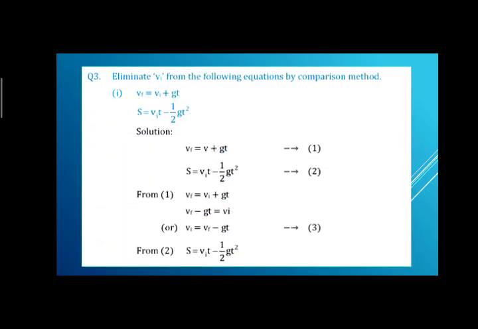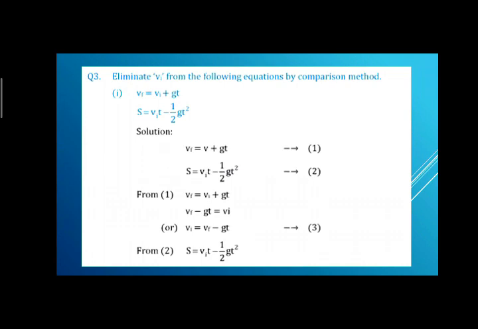So here we have question number 3 in your book, page number 195, sorry. Eliminate vi from the following equations by the comparison method. Now in this question you have to eliminate the variable vi by using the comparison method. And what's the comparison method? In the comparison method, you find the value of the variable you have to eliminate in both equations, and then compare both equations and simplify.